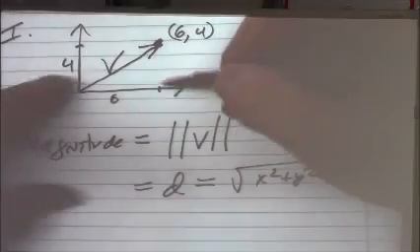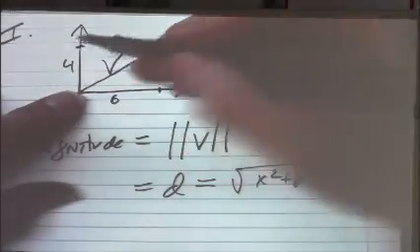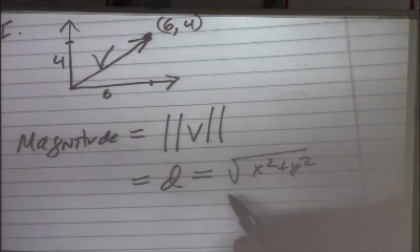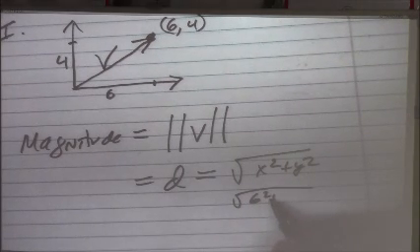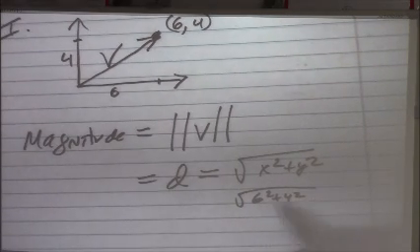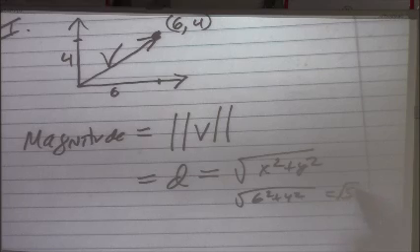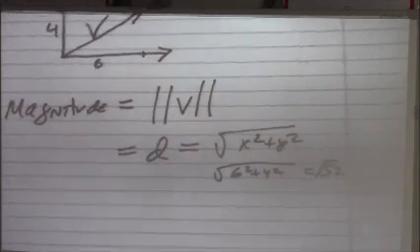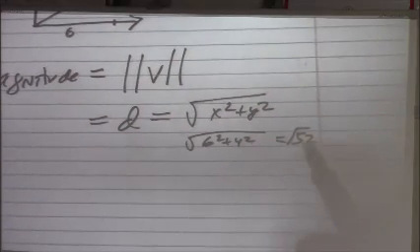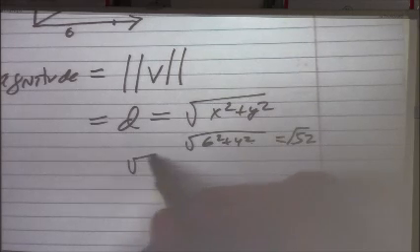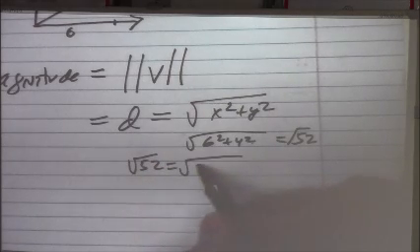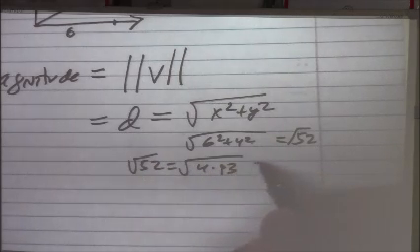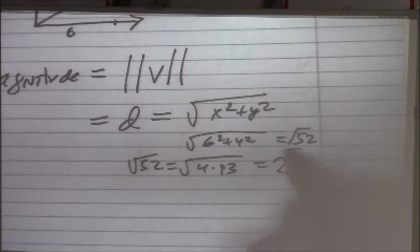Or the differences between the x's. From 0 to 6, the distance is 6. From 0 to 4, the distance is 4. So that means it's going to be the square root of 6 squared plus 4 squared. 36 plus 16 is the square root of 52. Square root of 52 has a perfect square in it, because remember, it's 4 times 13. So we have 2 square root of 13.